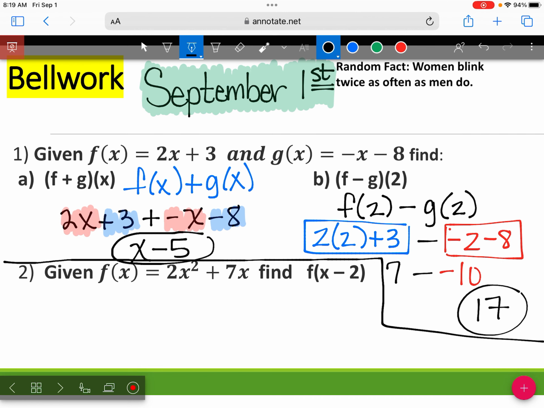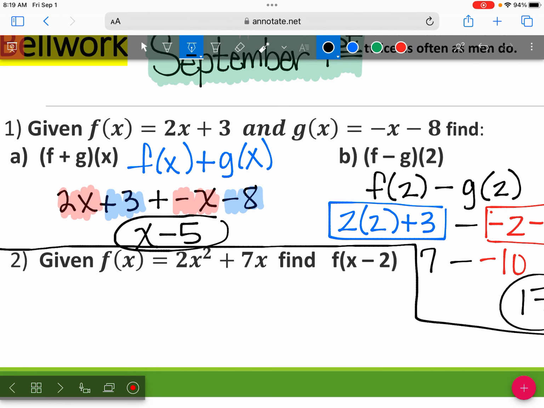Okay. For question 2, we're substituting this x minus 2 in for x. We're going to substitute it in 2 places. So that would be 2 times x squared plus 7 times x. We're going to substitute in an x minus 2. So what you want to remember, though, is when you square x minus 2, you have to FOIL that out or distribute it completely.